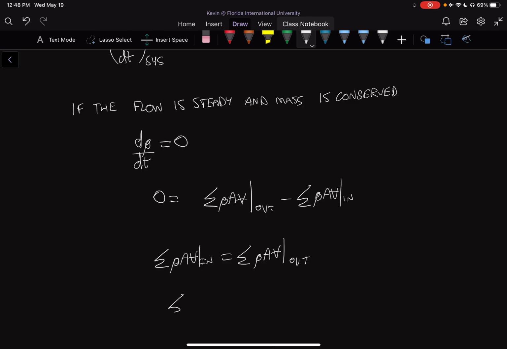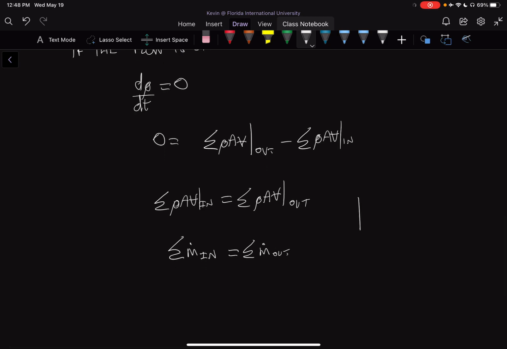Essentially, it means that the sum of the mass flow rates in has to equal the sum of the mass flow rates out. And this can be shown in an example of a steady flow through a pipe. If we have a flow through a pipe and a control volume within that flow, at point 1 and point 2 we have some mass coming in and some mass coming out, and this mass flow rate coming in would be equal to the mass flow rate coming out. Okay?